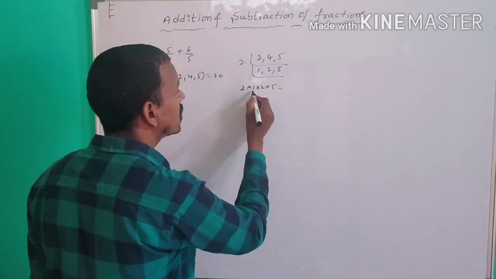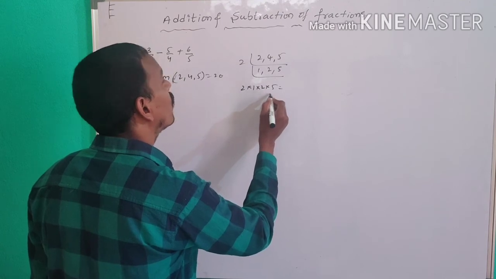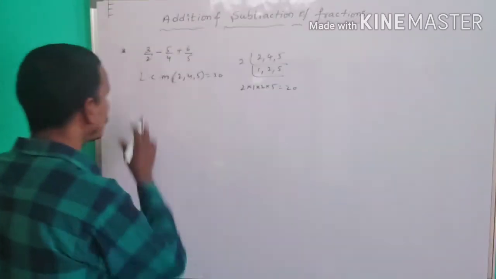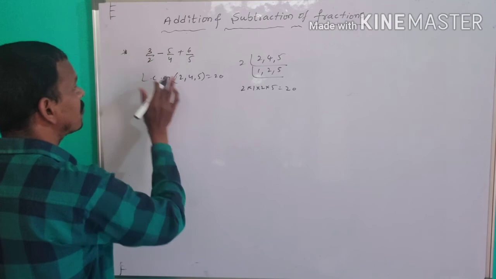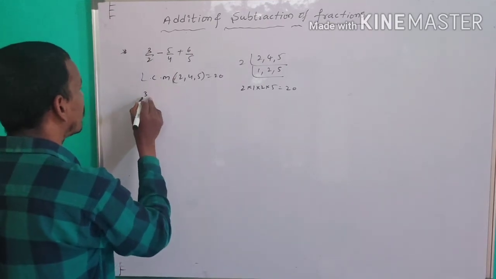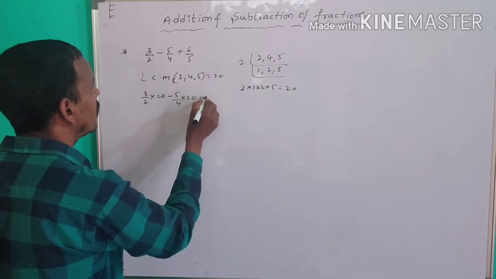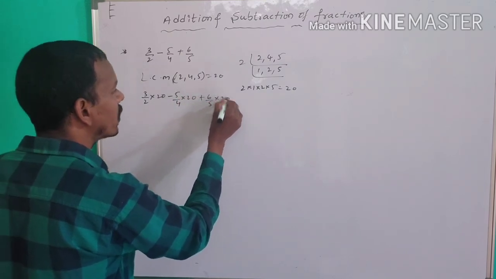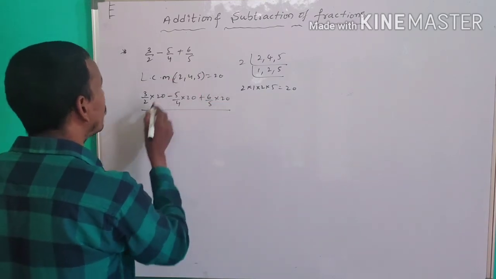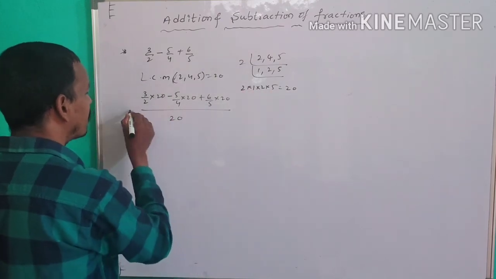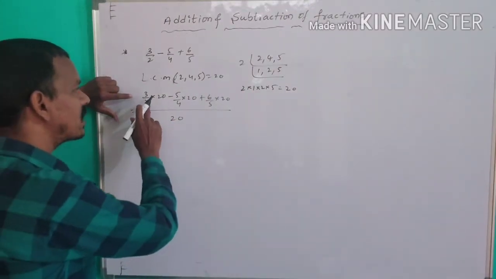That is equal to 2 1s are 2, 2 2s are 4, 4 5s are 20. Now, every fraction is multiplied with the LCM. 3 by 2 into 20, minus 5 by 4 into 20, and plus 6 by 5 into 20, and divided again by the LCM. So, is there any cancellation? You can do the cancel.